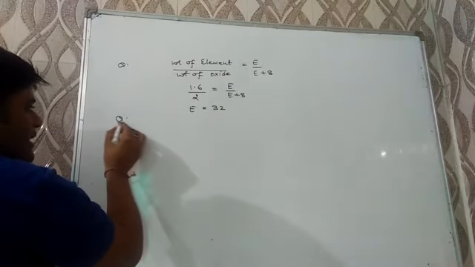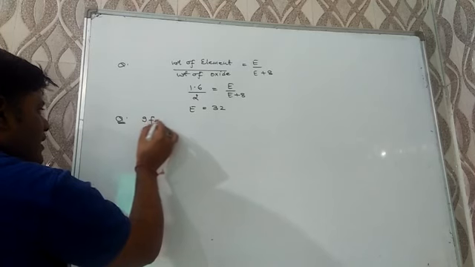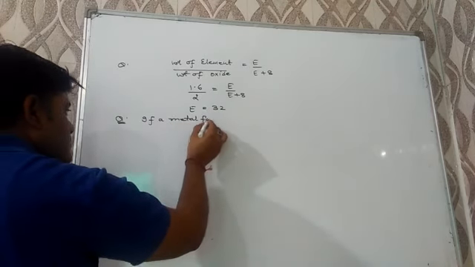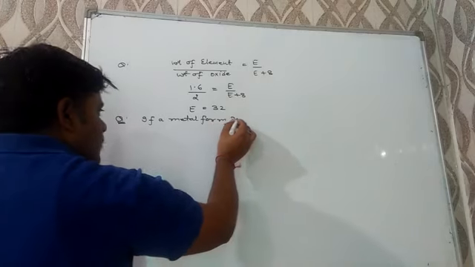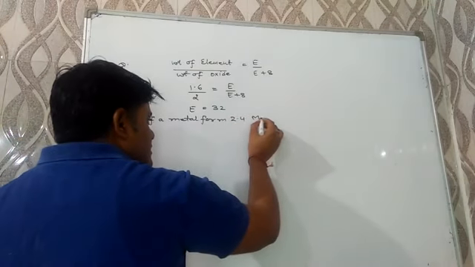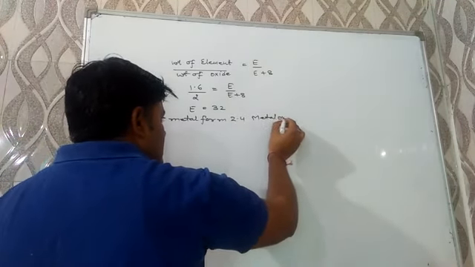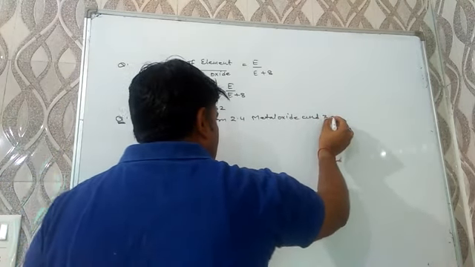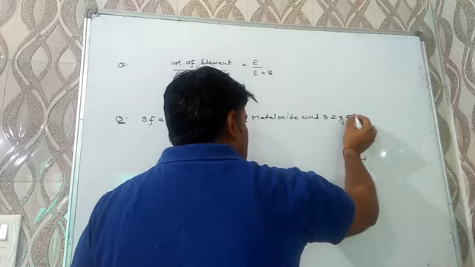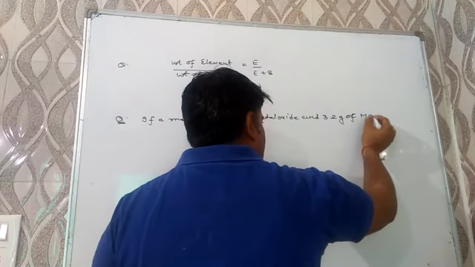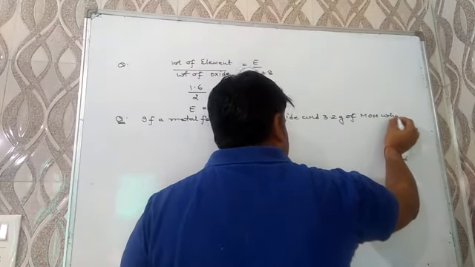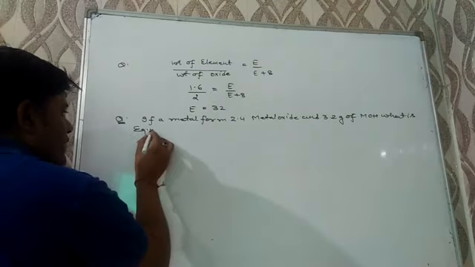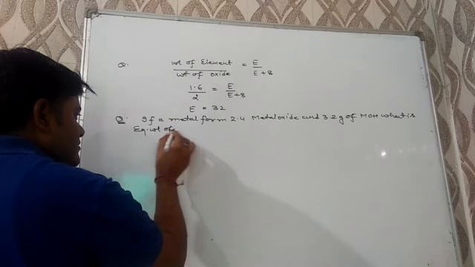Next numerical: if a metal forms 2.4 gram of metal oxide and 3.2 gram of metal hydroxide, what is the equivalent weight of this metal?